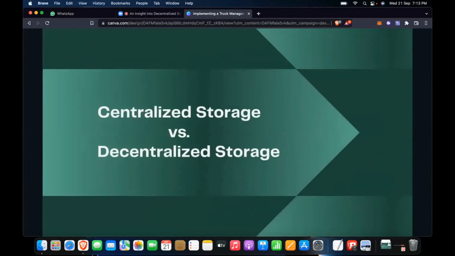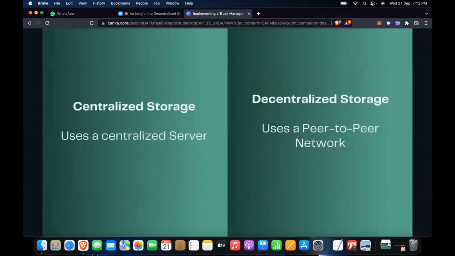Now let's see the basic difference between centralized storage and decentralized storage. Centralized storage uses a single centralized server. All the data is stored at a single point, the breach of which could lead to the breach of all the files stored on that server. On the other hand, decentralized storage works on a peer-to-peer network. It's a distributed network of computers that store the files or the fragments of files. So this enhances the security as well.